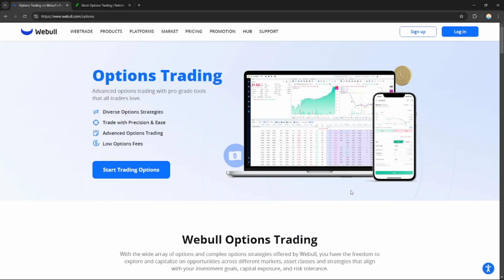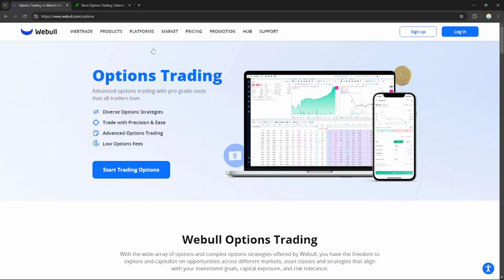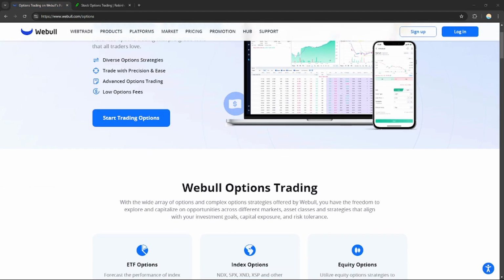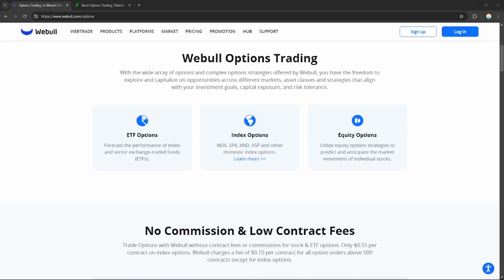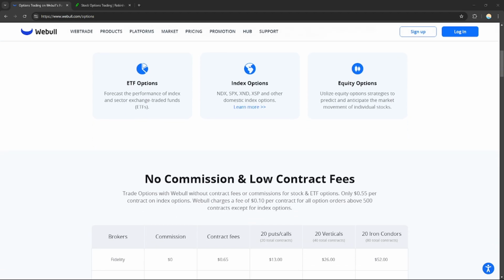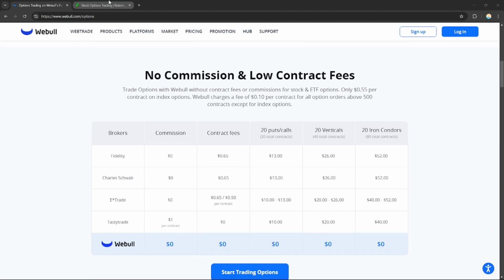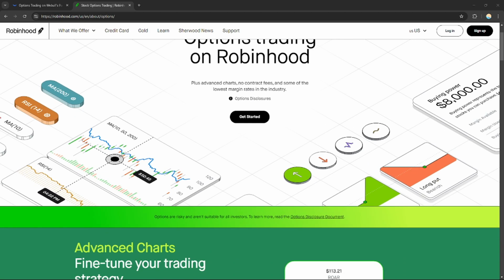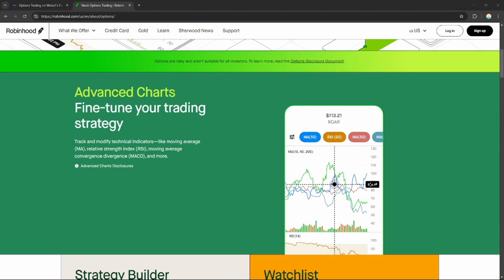Hello everyone, today we're going to compare Webull and Robinhood, two popular platforms for options trading. Webull offers commission-free options trading with advanced charting tools, technical analysis features, and a comprehensive platform design for traders who want more control and insights into their trades. While Robinhood is known for its user-friendly interface, making commission-free options trading accessible to beginners with a simple and straightforward approach to executing trades quickly.